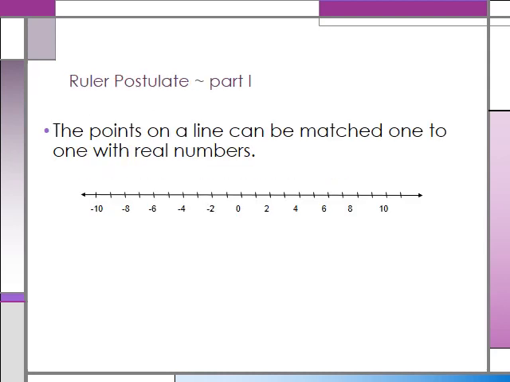So the ruler postulate basically says that the points on a line can be matched one-to-one with real numbers. So it's basically just defining a number line. We're saying that every point has a number. This point has the number 2, this point has the number 3, this point may be 5.5, but every point on a number line can be associated with a real number.